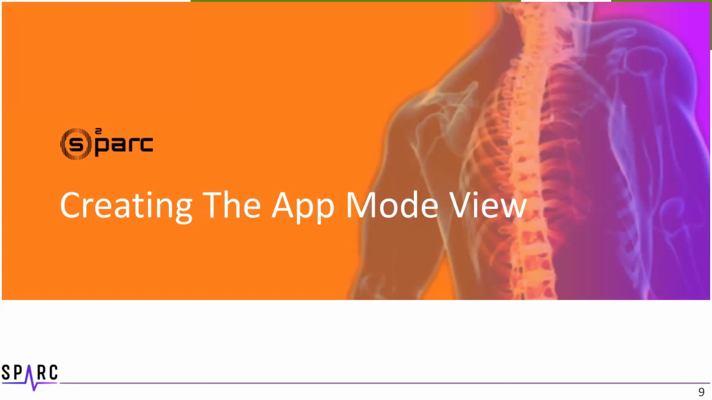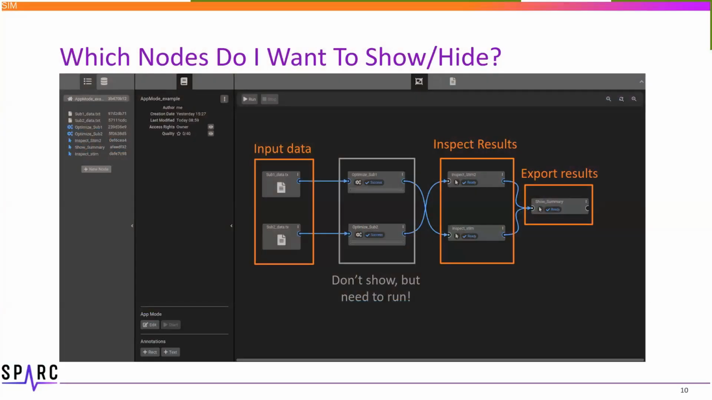So let's have a look at how to create the app mode view. Let's start from a simple pipeline. It's not one of the big ones we saw before. Let's imagine we have a simple pipeline where we have some input data, we have some code, for example some optimization code that runs, then we want to inspect the results and then export the results as a final summary of what we found.